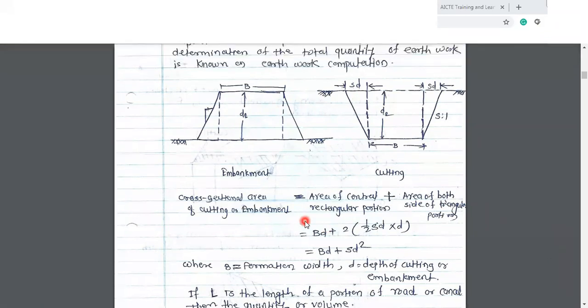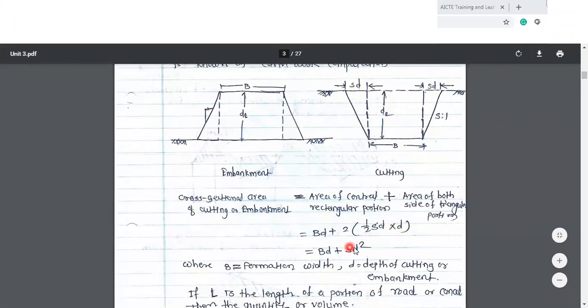Then if you consider the total area of this cutting or embankment section, it is BD plus, if you solve this equation, the 2 gets cancelled, D into D is D square, so the total formula becomes area equals BD plus SD square, where B is the formation width for that particular road, and D is the depth of cutting or embankment. This is your ground level, na? From this point to this point we are cutting it, so this is the depth of cutting. B is your formation width for the road. Now you know the meaning of the word formation width, okay. So from that you can calculate the area of the cutting section or the area of the embankment section.